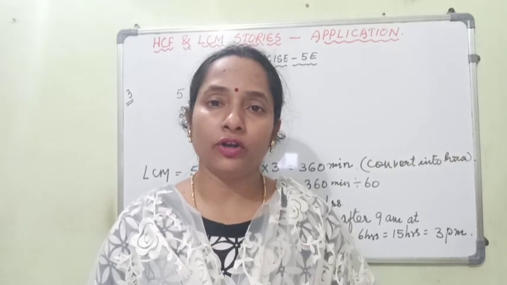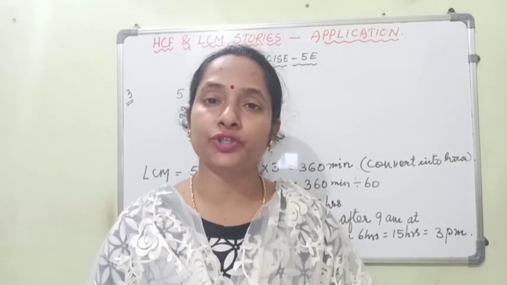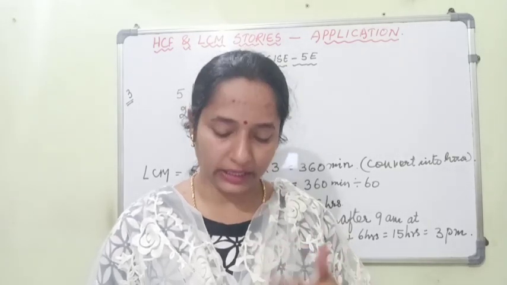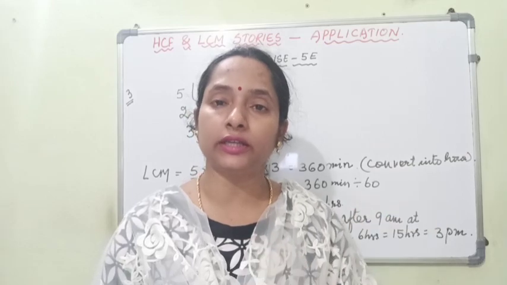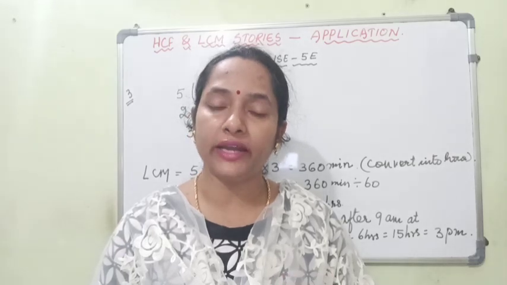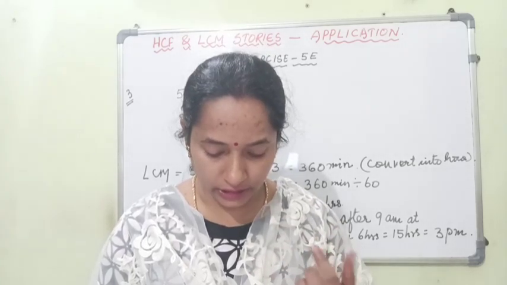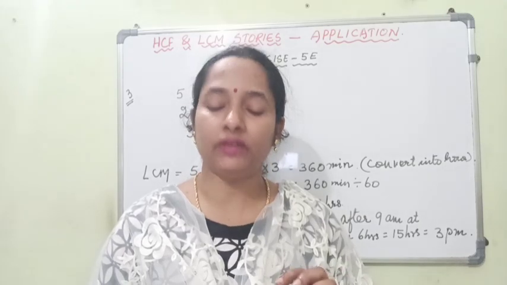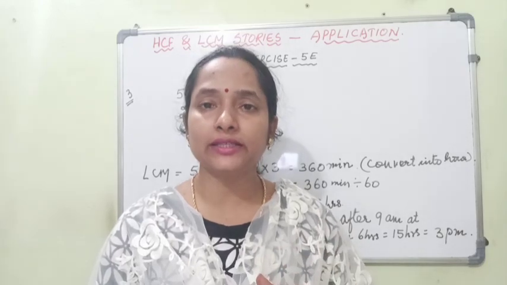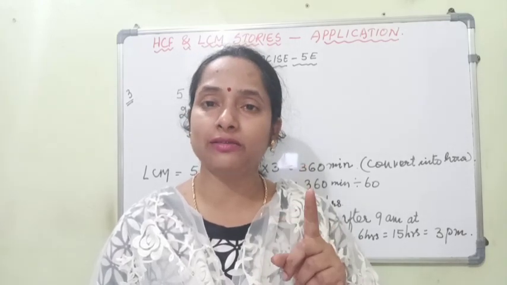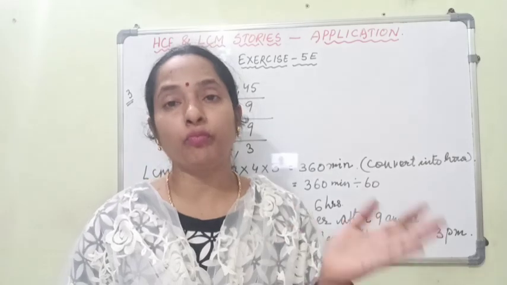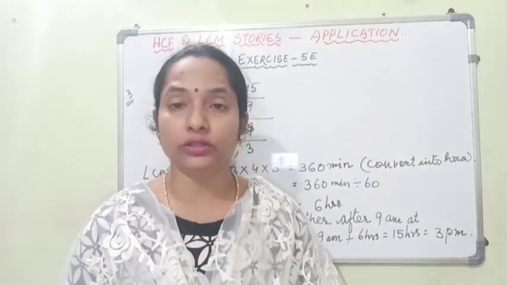So here also we have got the same type of question. You are asked to find the maximum capacity of the bucket that can empty both the tanks without leaving any water in the tank. This means here you have to find the HCF of both the quantities of the 2 tanks, that is 240 and 360. Whatever HCF you get will be the maximum capacity of the bucket that can empty both the tanks without leaving any water in it. So this one is homework for you.